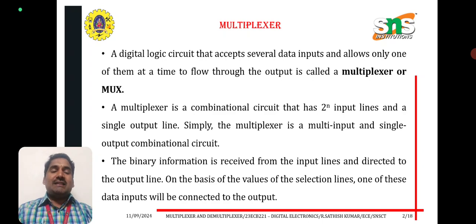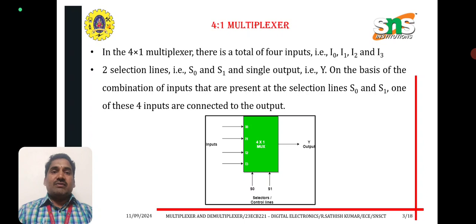A multiplexer is a combinational circuit that has multiple parallel input lines and a single output line. Simply, a multiplexer is a multiple input and single output combinational circuit. The binary information is received from the input lines and directed to the output line. On the basis of the values of the selection lines, one of these data inputs will be connected to the output. In the 4:1 multiplexer, there are a total of 4 inputs I0, I1, I2 and I3.